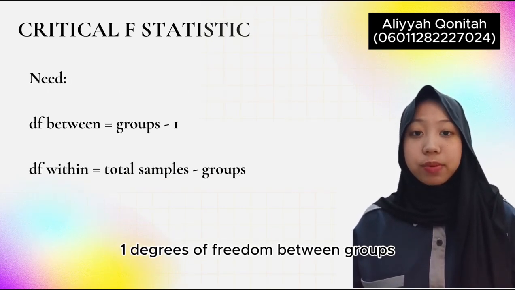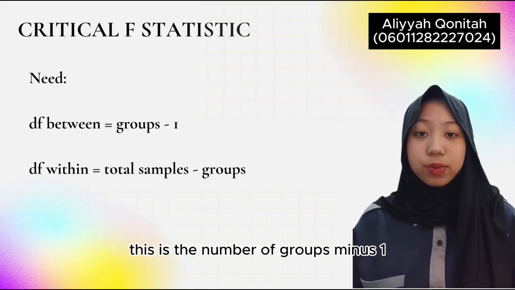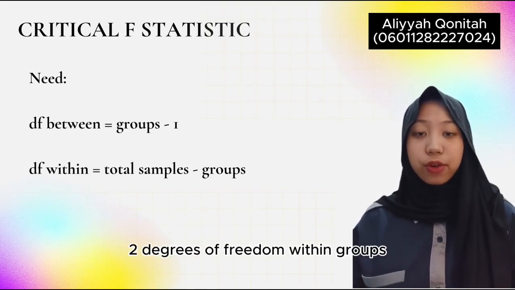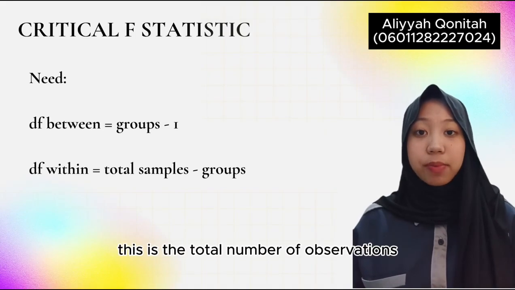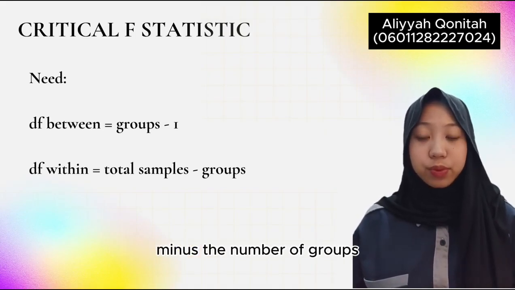One, degrees of freedom between groups. This is the number of groups minus 1. Two, degrees of freedom within groups. This is the total number of observations minus the number of groups.